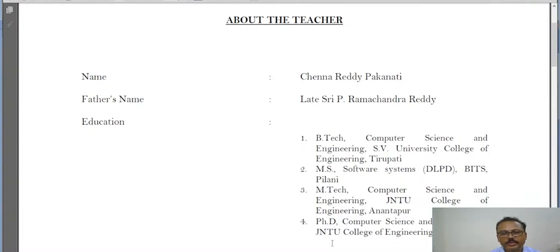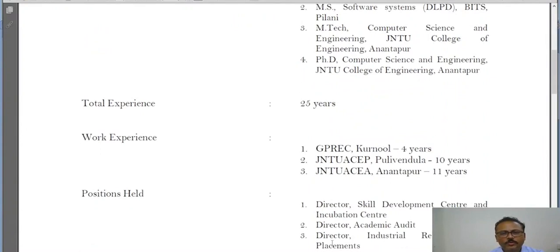So I completed my BTech in SV University College of Engineering, and under distance learning, I did my MS Software Systems from BITS Pilani, MTech from JNTU Anantapur College only, and then PhD also from JNTU College of Engineering. In fact, I received my PhD degree in 2009 from JNTU Hyderabad, because in 2008 JNTU was trifurcated. But all my coursework was in JNTU College of Engineering, Anantapur. In total I have 25 years of experience.